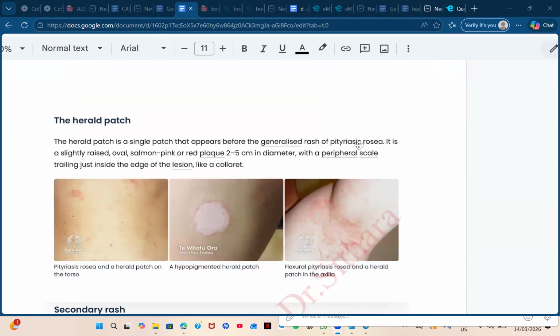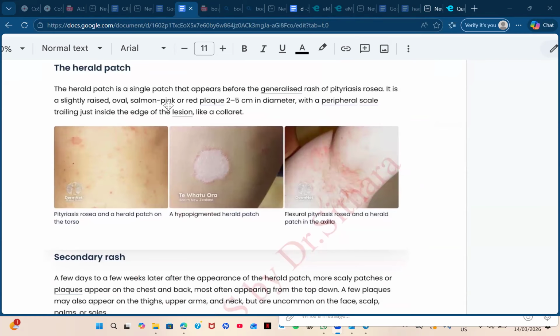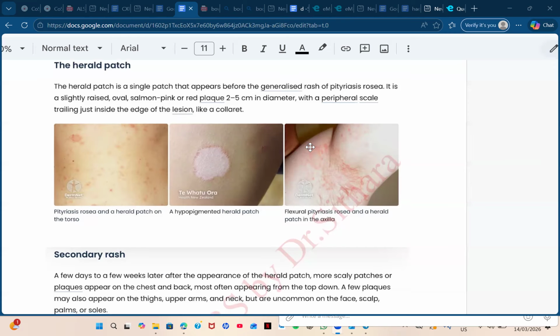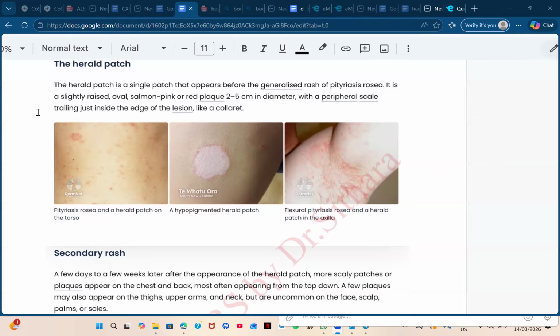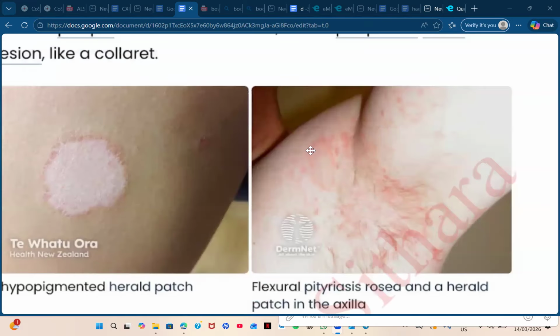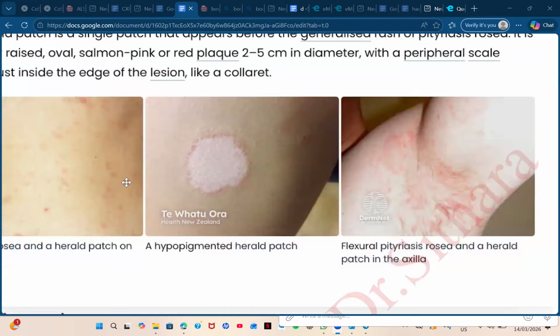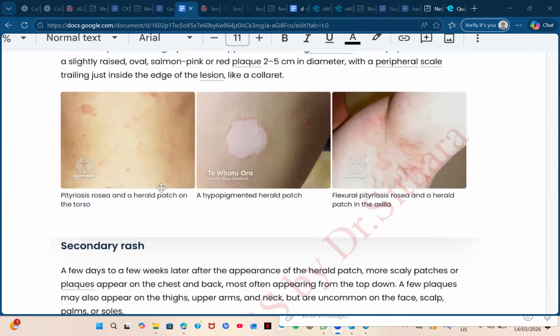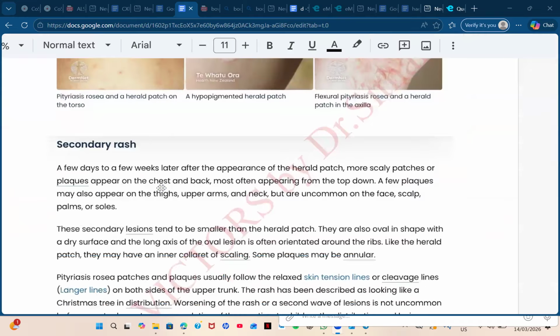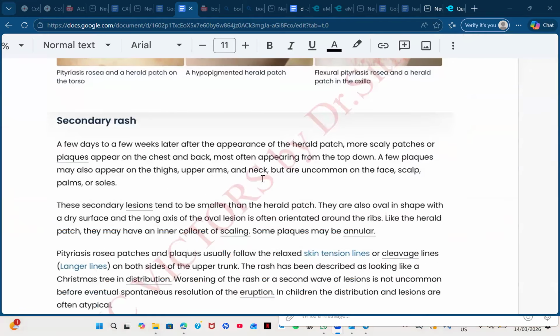Here we'll discuss the herald patch. The herald patch is a single patch that appears before the generalized rash of pityriasis rosea. It is a slightly raised oval salmon pink or red plaque, 2 to 5 centimeters in diameter, with a peripheral scale trailing just inside the edge of the lesion. Here you can see the herald patch. Here also, and here also, right? Here is the secondary rash. So what do you know about the secondary rash after the herald patch?